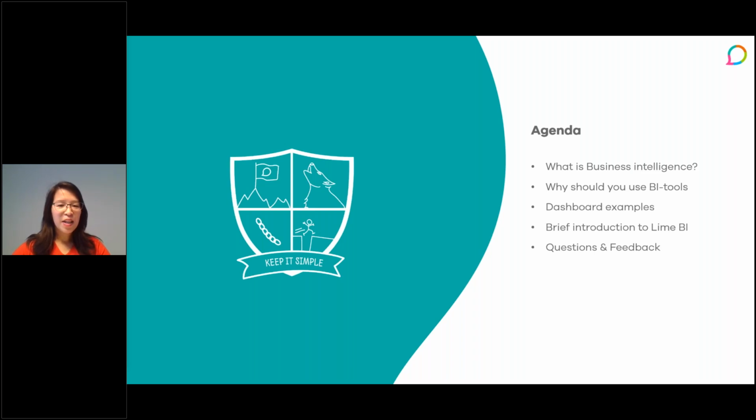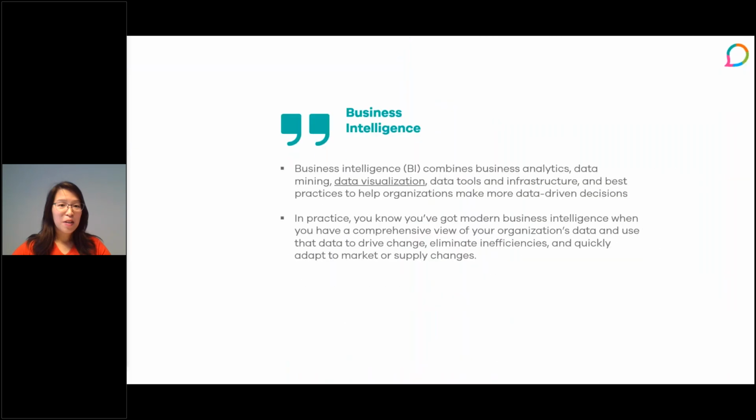So, starting with Lime BI. When you search for BI on the internet, you can probably find something like this: Business intelligence combines business analytics, data mining, data visualization, data tools, infrastructure, and best practices to help organizations make more data-driven decisions. In practice, you have modern business intelligence when you have a comprehensive view of your organization's data and use that data to drive change, eliminate inefficiencies, and quickly adapt to market or supply changes.